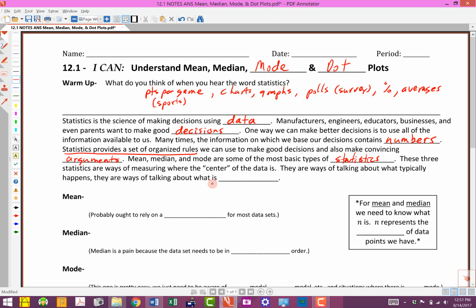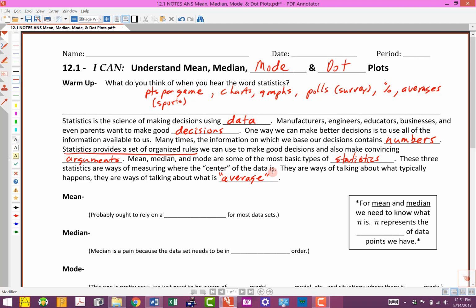There are ways of talking about what is average. What is average? Average. Okay, and I'm going to put average in quotes because when we say average, depending on what we're talking about, we might mean different things. Okay, so all three of these are ways of talking about what is average, what typically happens.